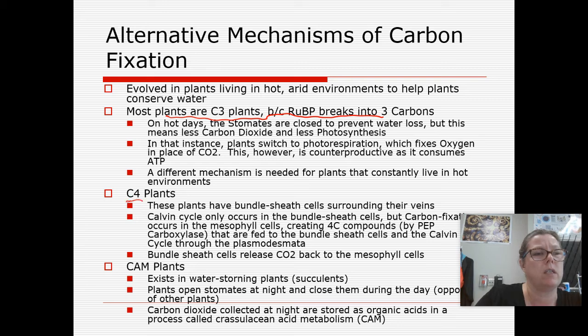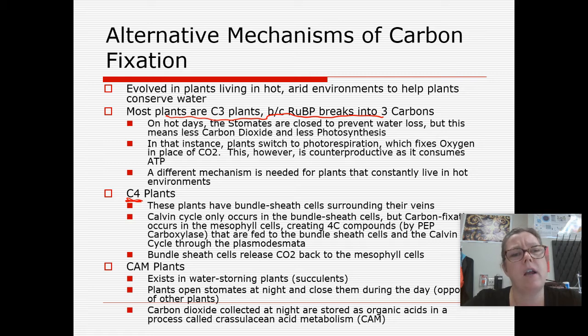The first is the C4 pathway. C4 plants have what are called, well, all plants have what are called bundle sheath cells that surround their veins. So when you looked at that leaf diagram in the video before, you saw the vein with its phloem and xylem, and then surrounding the vein was a layer of cells known as the bundle sheath cells.